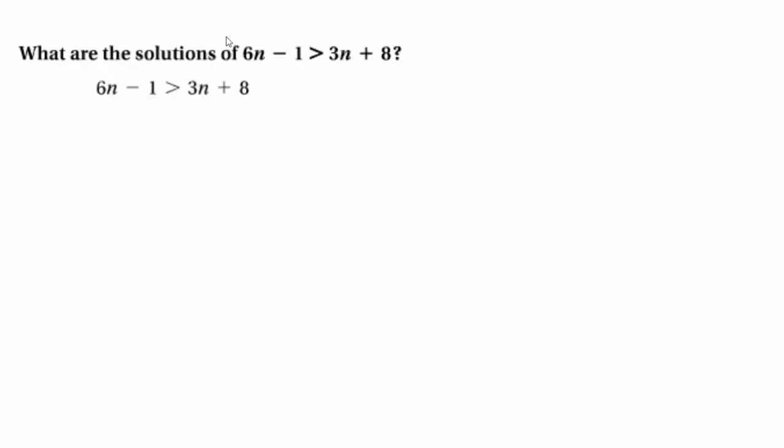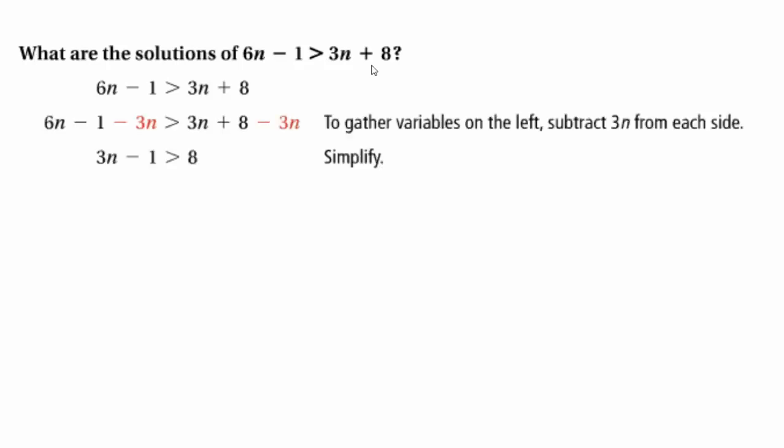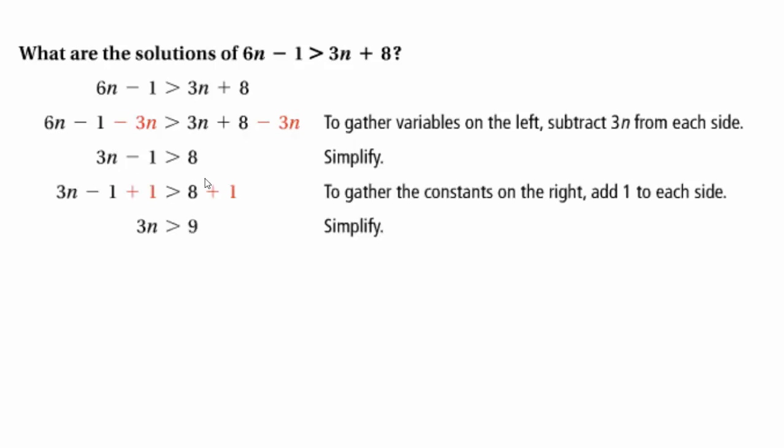Here's the first example. Finding the solutions of 6n minus 1 is greater than 3n plus 8. So first subtract 3n from both sides to get it so that you only have variables on one side. And then if you simplify, you've got 3n minus 1 is greater than 8. And then to get all the constants, the regular numbers on the other side, we'll add 1 to both sides. Now we've got 3n is greater than 9.